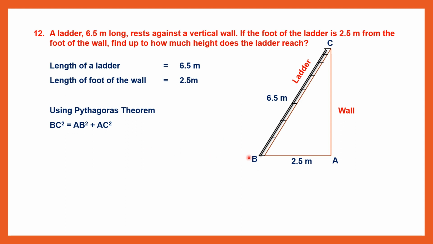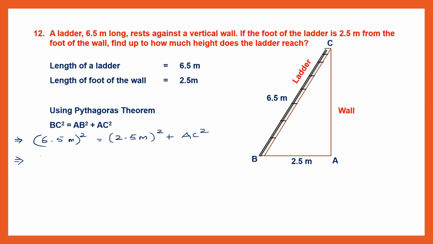According to this, BC square should be equal to AB square plus AC square. So let's substitute the values here. How much is BC? BC is 6.5 meters. So that means 6.5 meters square is equal to AB square, which is 2.5 meters, the whole square, plus AC square, which we don't know and we are going to find out.